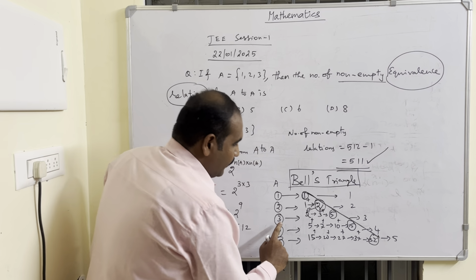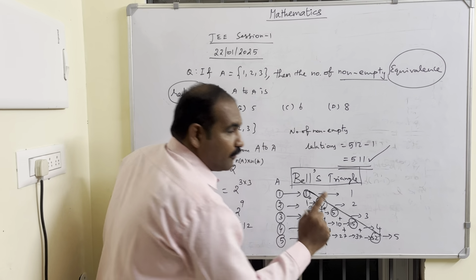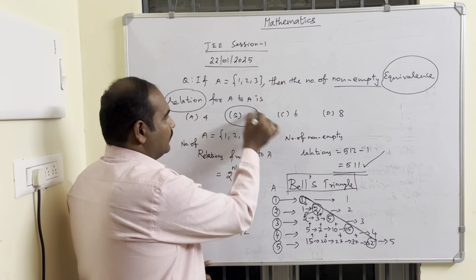So, how many equivalence relations do we have? 5 equivalence relations. So, the answer is 5.